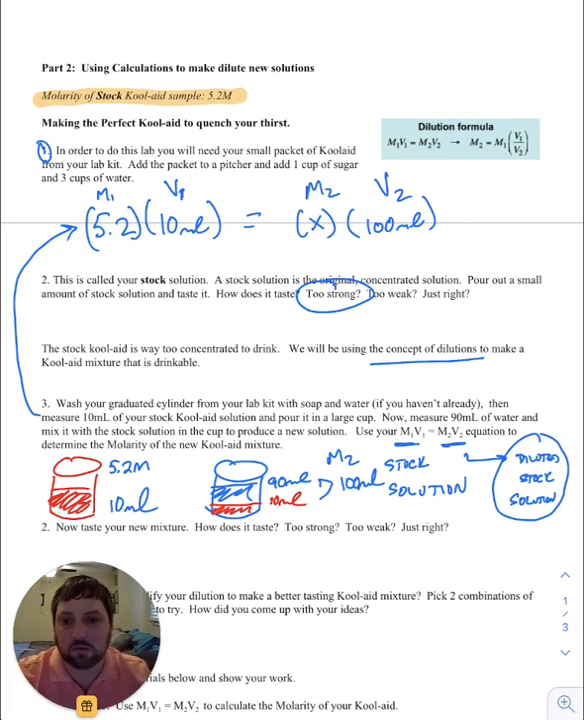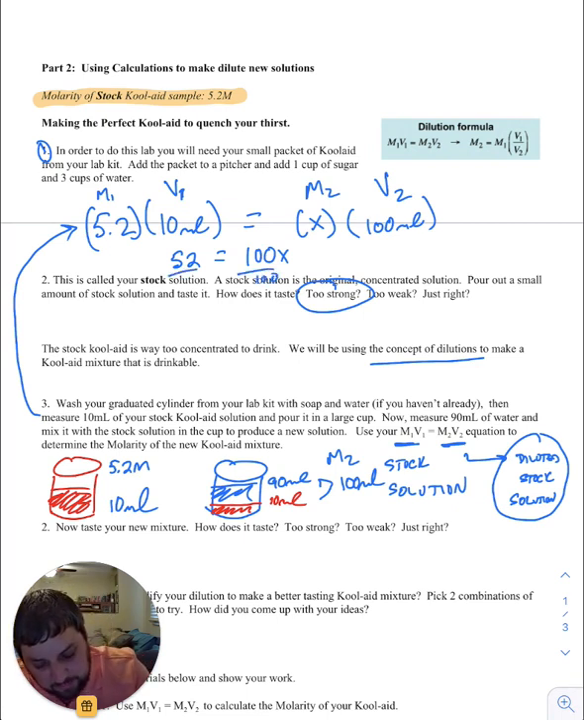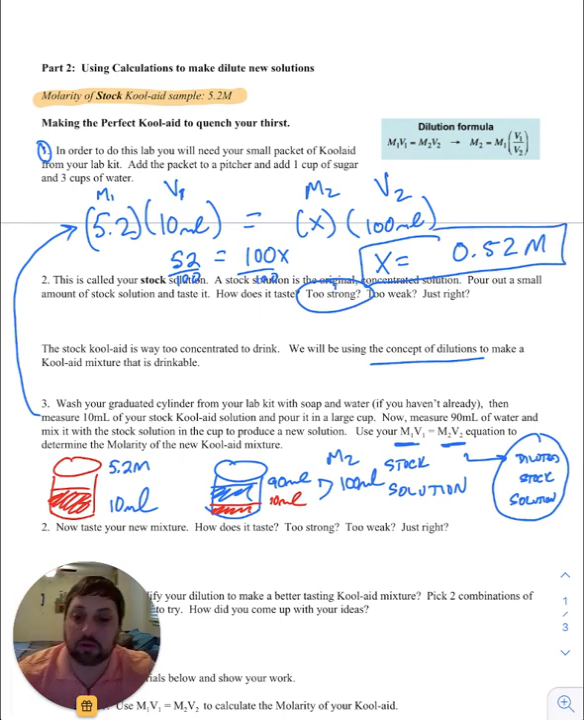And now we carry out the math. So 5.2 times 10 is of course 52. 100 times x is, of course, 100x, and now we have to get x by itself. So if I divide both sides by 100, I get a new molarity of 0.52 moles per liter. So the new solution that we made is much, much weaker, right?